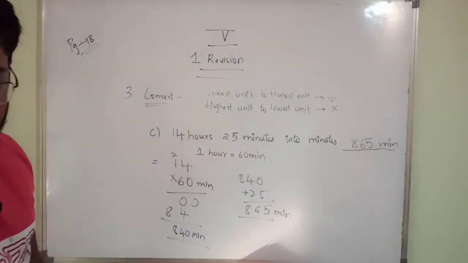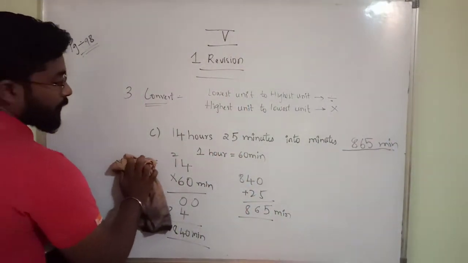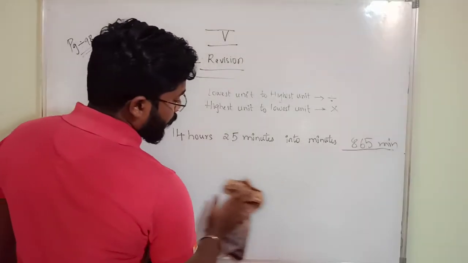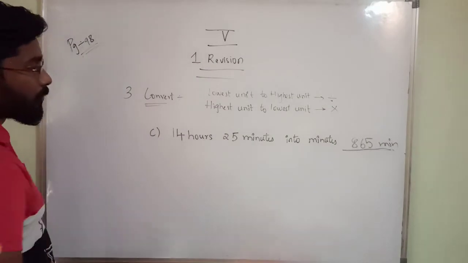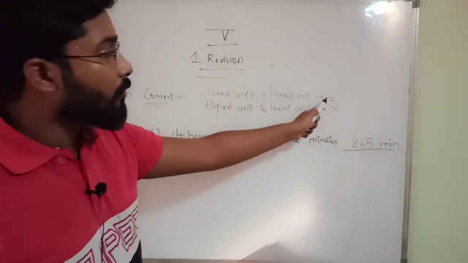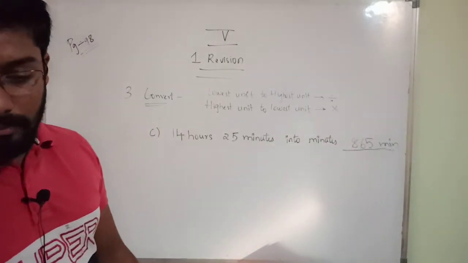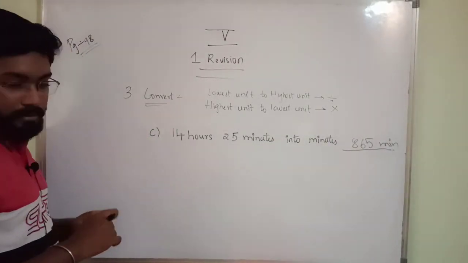Okay, that's all. You have to read the question very carefully. From which to which we have to convert, from lower to higher or higher to lower. Lowest unit to highest unit you have to do division. From highest unit to lowest unit you have to do the multiplication. Okay, this one is completed, no?